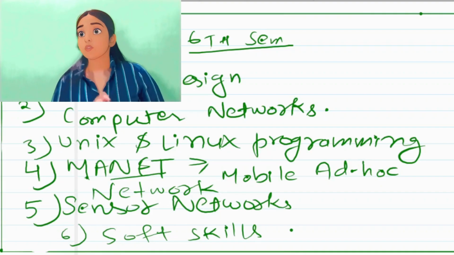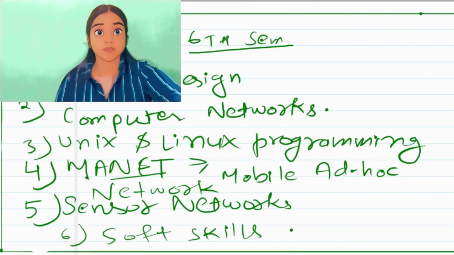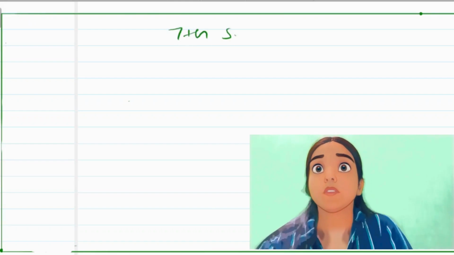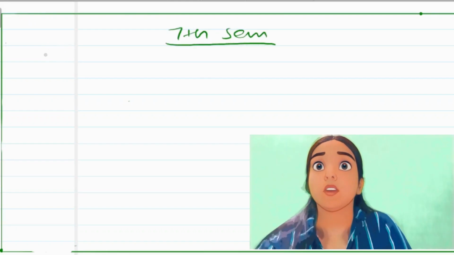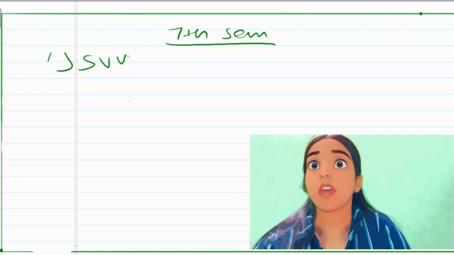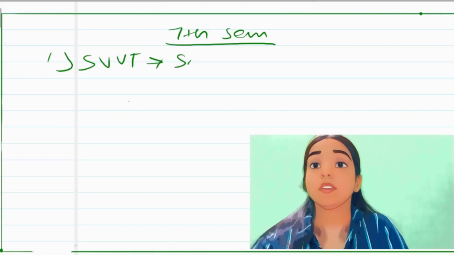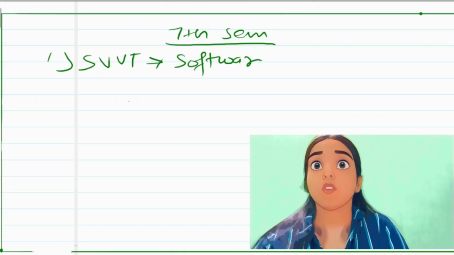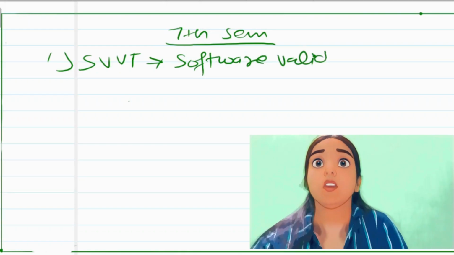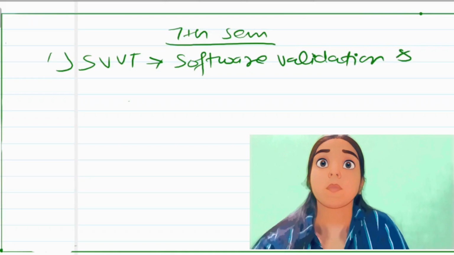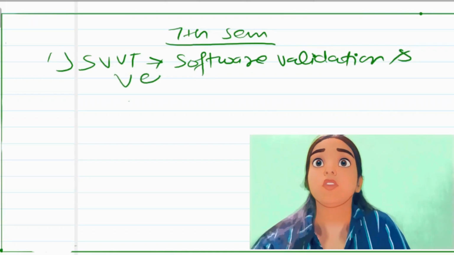Okay, so it was all about the sixth semester. Now let's move to the seventh semester. So now the seventh semester, the first subject was SVVT, and it stands for software validation and verification testing.